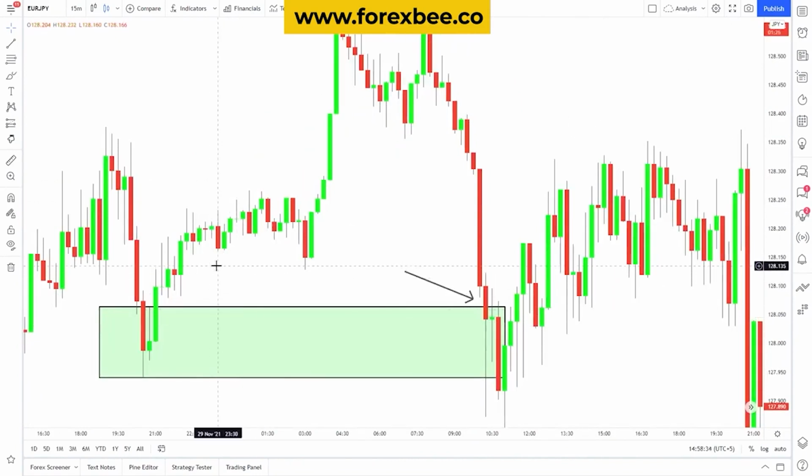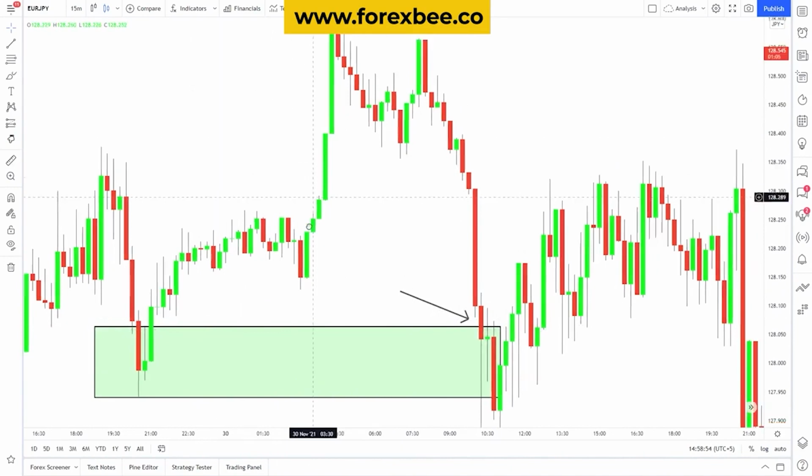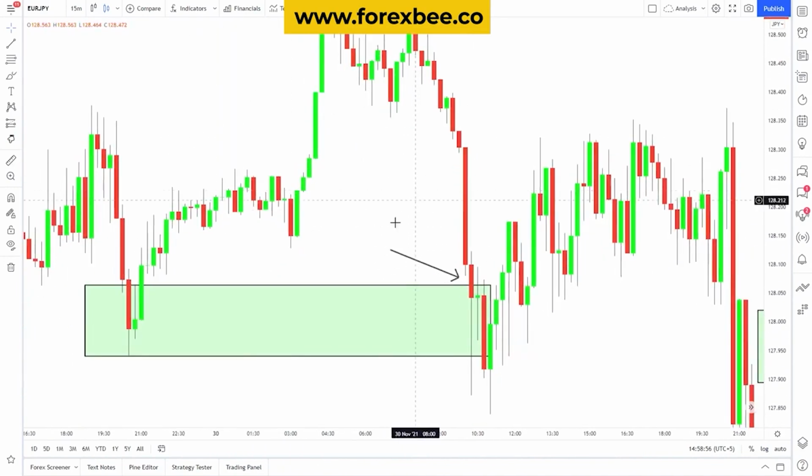So let me show you another example of a weak demand zone. Okay, so here we can see the formation of a base rally demand zone, and here too we can see that the price did not come back to the zone right after its formation. It took a while. Okay, and when it did come back, we can see that it took a long time because the price continued moving above the zone. So this is a weak demand zone.